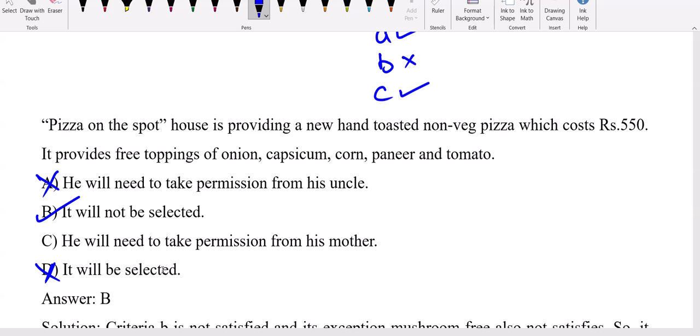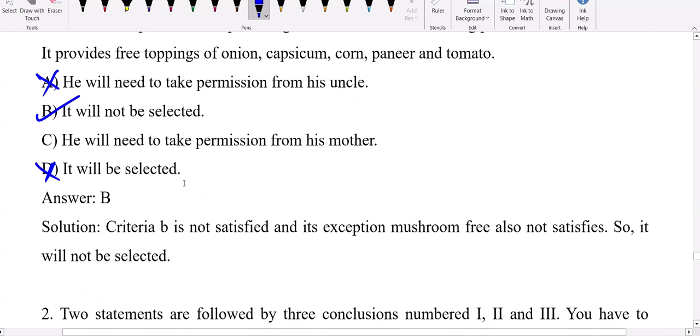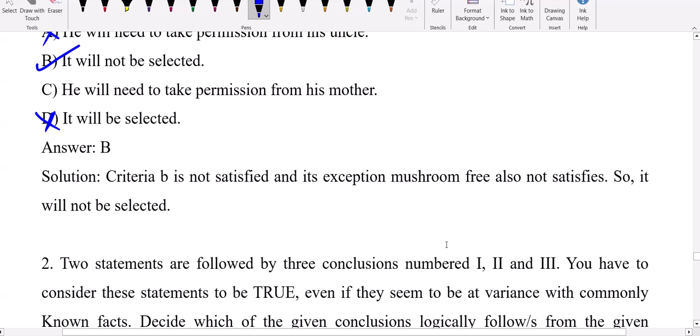Background verification, BGV. Right. So fine. Here also, fine. They given a lot of things free, but mushroom not there. So he's out. Criteria B is not satisfied. Exception free also not satisfied.